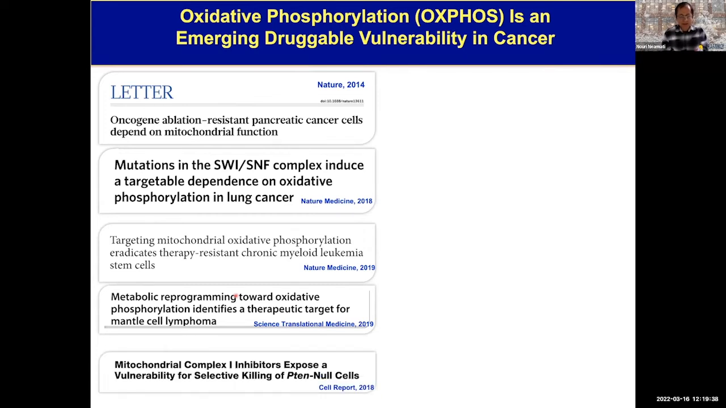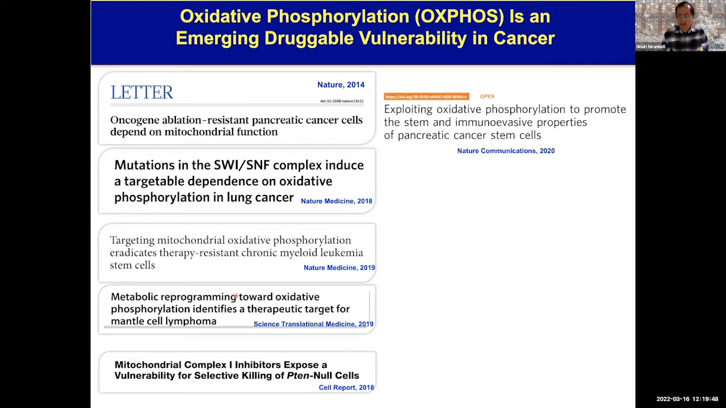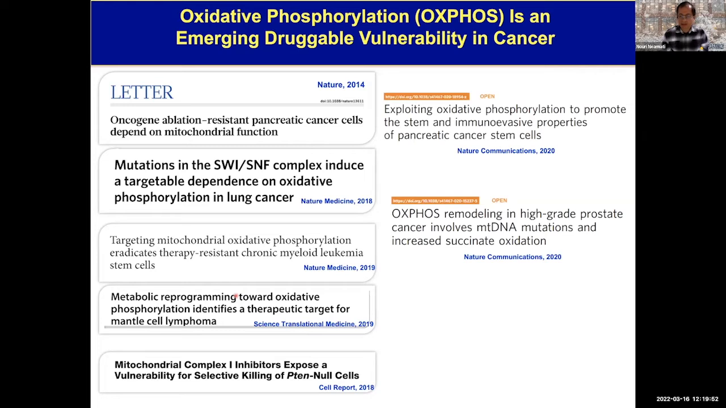And also in PTEN null cells, so those cancers with the PTEN null, they become extremely sensitive to complex 1 inhibition. And pancreatic cancer stem cells are particularly sensitive, as well as prostate cancer cells that when they remodel in high-grade prostate cancer. And so as a result, this mitochondrial metabolism is becoming a really very exciting area to drug.